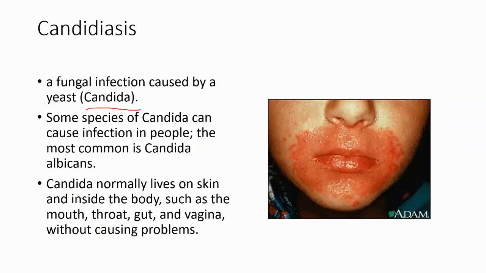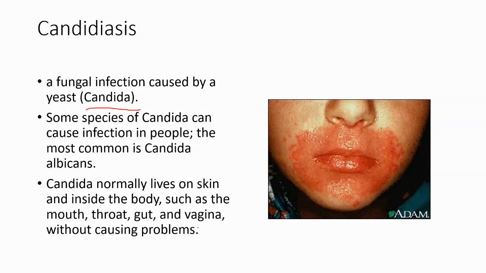The next fungus here is candidiasis, which is a fungal infection caused by a yeast called Candida, and we're all familiar with this because it's common. Some species of Candida can cause infection in people. The most common is Candida albicans. It normally lives on our skin and inside our body, in the mouth, in the throat, in the gut, in the vagina, actually in the lungs, and there's no problem because they're balanced. But when they become out of balance, we can get a fungal infection in the mouth, in the throat, vagina. Those are common areas that we see it.